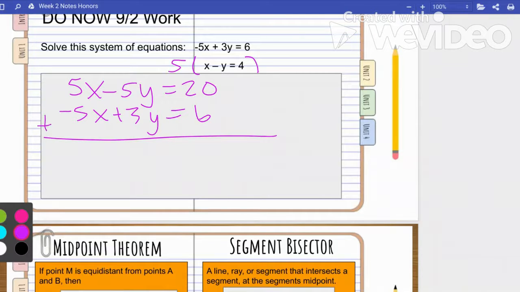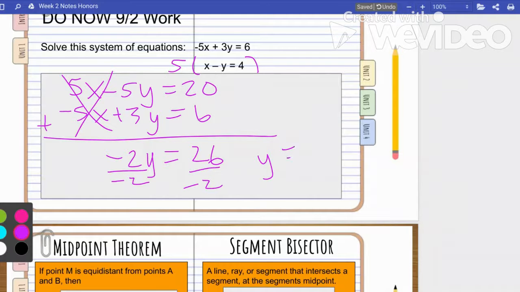Add these together. The x's cancel. I get negative 2y equals 26. Divide by negative 2. We get y equals negative 13. Plug that back in.